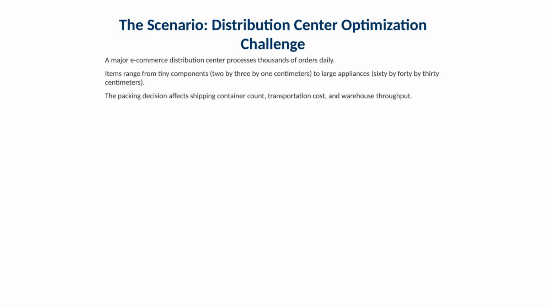Imagine a major e-commerce distribution center processing thousands of orders each day. Items range from tiny electronic components, as small as 2 by 3 by 1 centimeters, to large household appliances, as large as 60 by 40 by 30 centimeters. The facility must pack these heterogeneous items into standard containers while keeping the pack stable, safe to handle, and efficient to ship. The operational impact is not just space usage, but also labor efficiency and damage prevention.